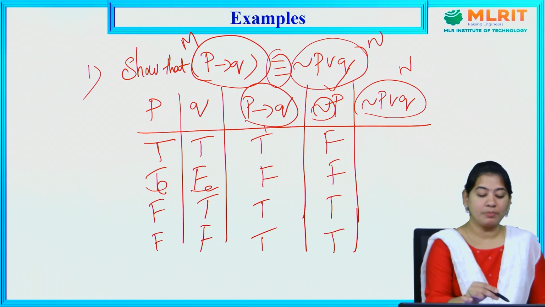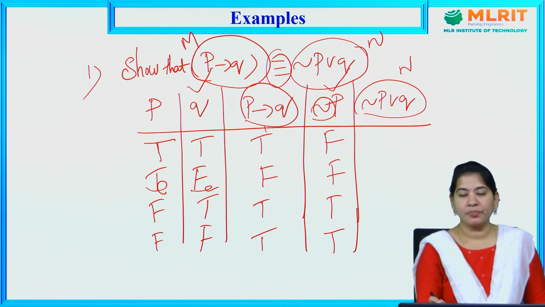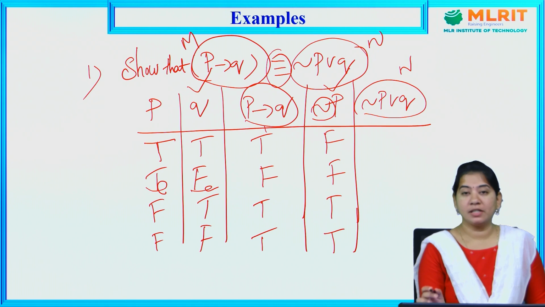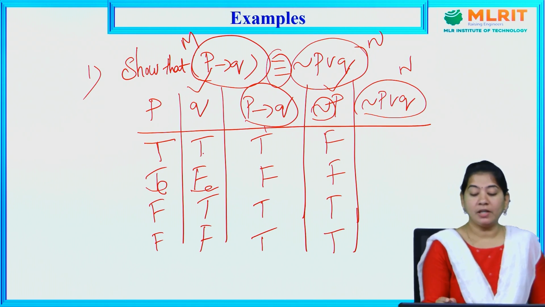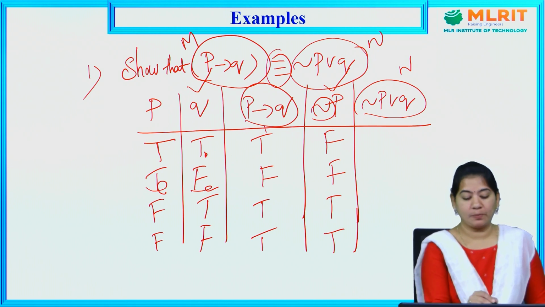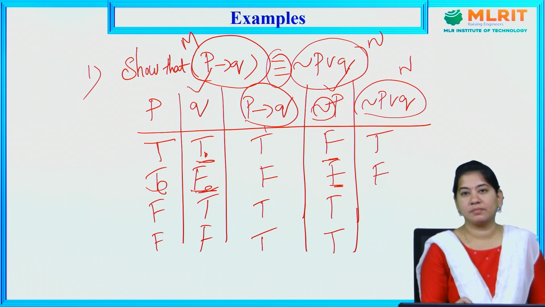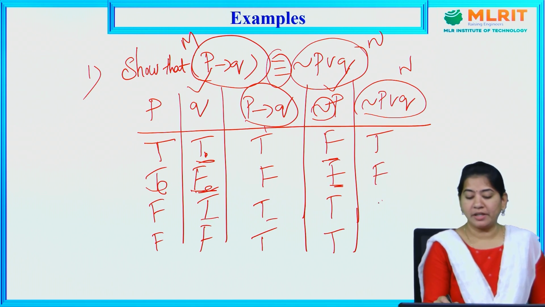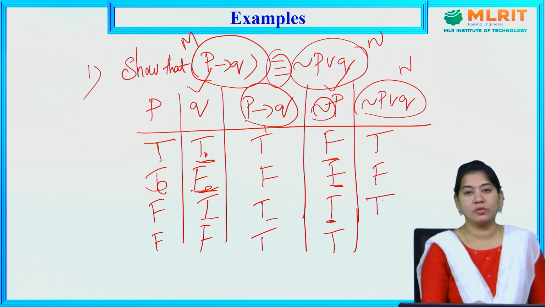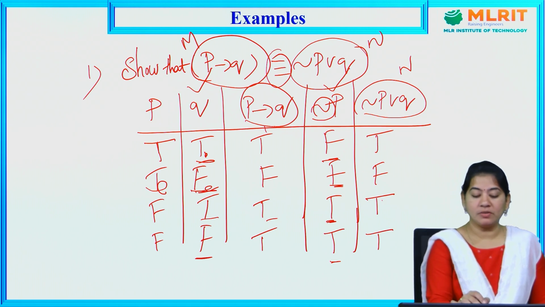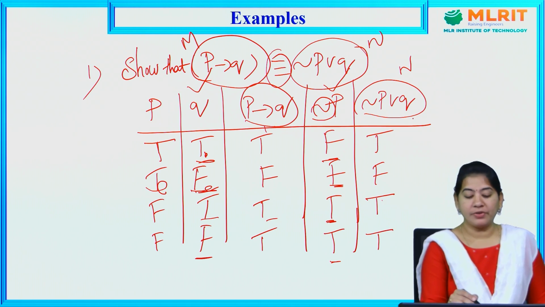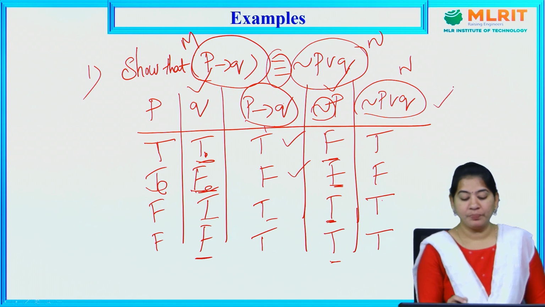Now this is the N statement, negation P or Q. For negation P and Q, you need to apply disjunction. The condition for constructing the truth table of disjunction is that even if one statement is true, the resultant value is true. So out of this, true and false gives true. Here false and false gives only false. Here true and true gives true. And here false and true gives true. Now if you observe P implies Q and negation P or Q, we have the same values. The last column of P implies Q and the last column of negation P or Q look the same.